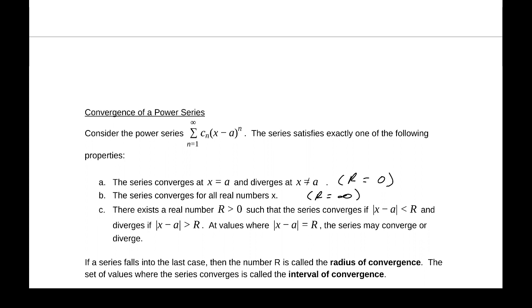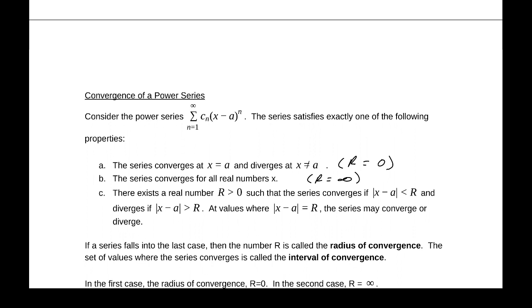Or our third case, there exists a number r greater than 0, such that the series converges if the absolute value of x minus a is less than r, and it diverges if the absolute value of x minus a is greater than r. So we will have something kind of like this, negative r to r. That'll be our interval. We're not told what will happen at the endpoints themselves, so we have to test those.